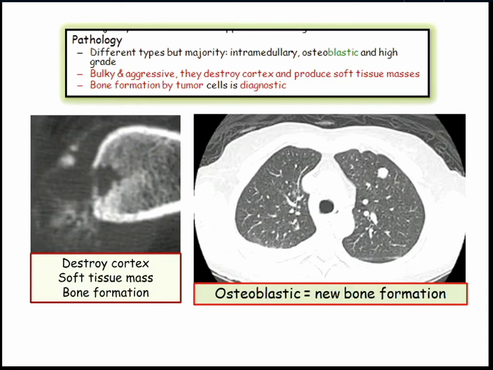So this kid was going to surgery. He was going to lose his leg, his only chance for survival. He was going to get an amputation, and he had known pulmonary metastases. So he's going to go into the OR, and they're going to crack his chest.